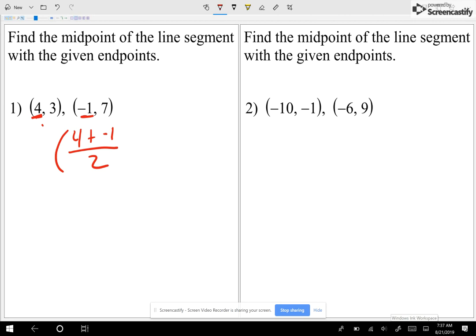So I'm just looking at the x value right now. If I add the two values, 4 plus a -1, that's 3. 3 divided by 2 will give me 1.5. The x value only. So I was just worried about the x value.